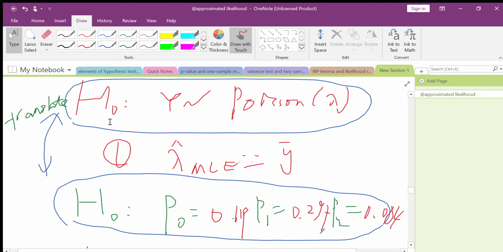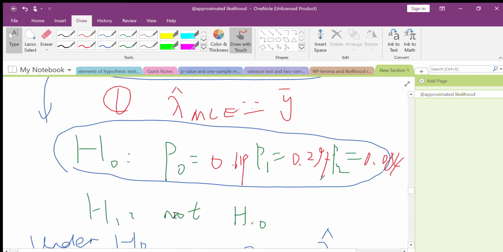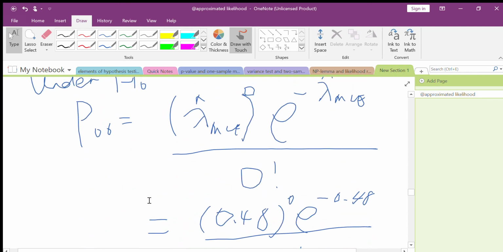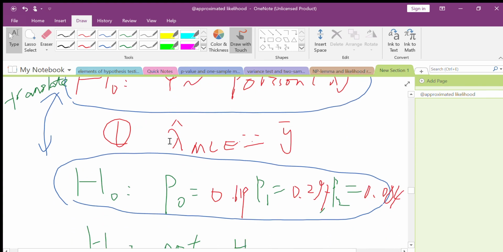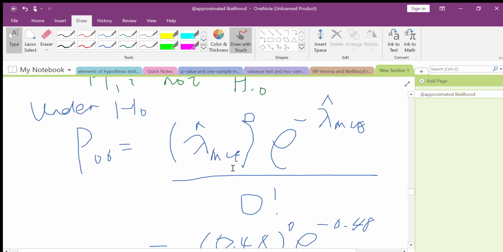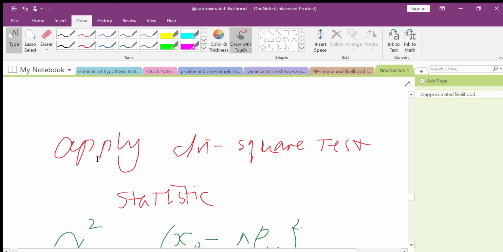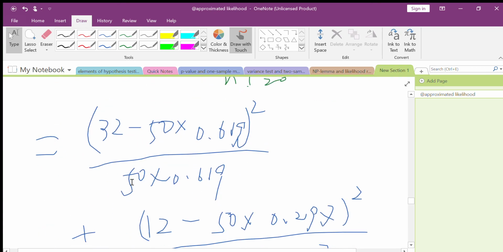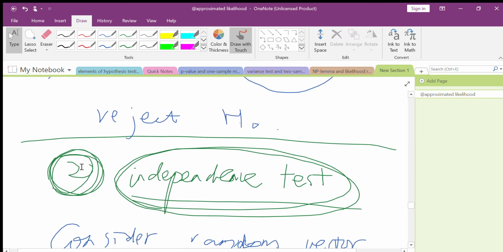So if H0 is true, we can calculate p00, p10, and p20, because we assume that the null hypothesis is true. The null hypothesis tells us the distributional information. We can directly apply the distribution PDF and calculate p00, p10, and p20. Then we can directly apply the chi-square test statistic in this way. So we have solved the first application, which is the goodness of fit test.